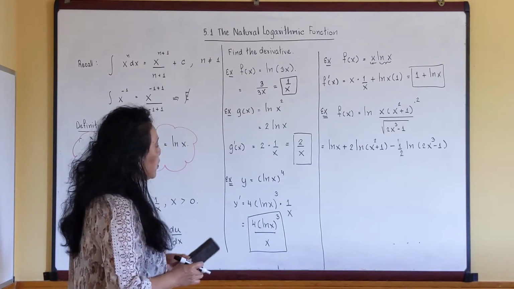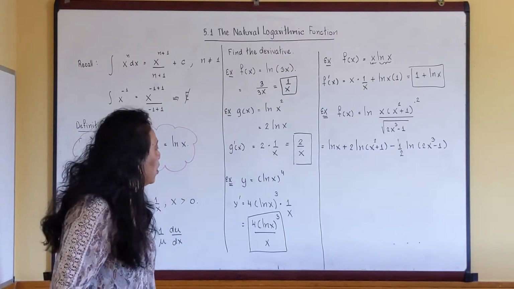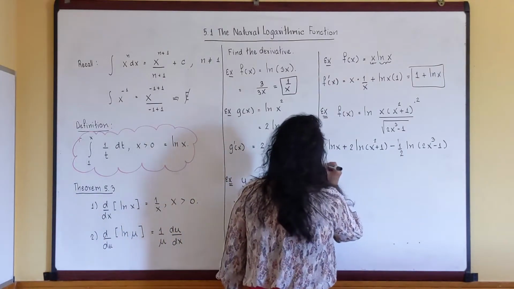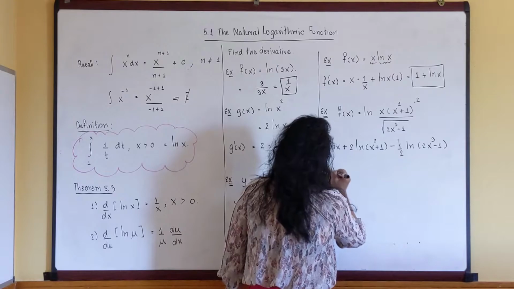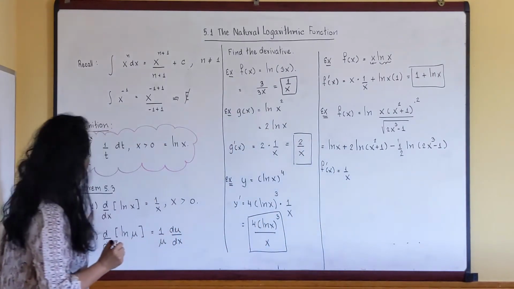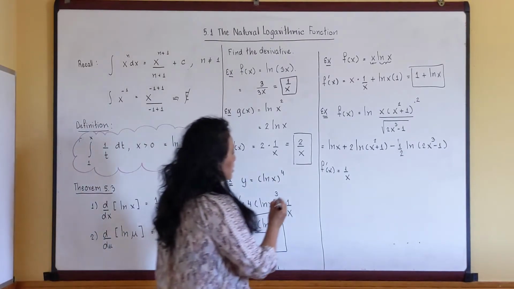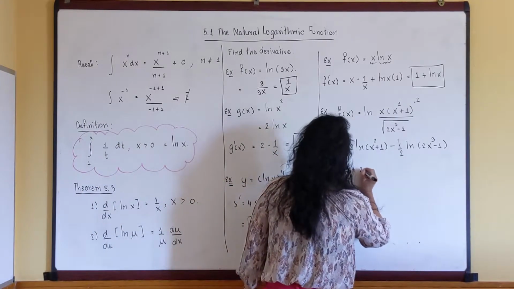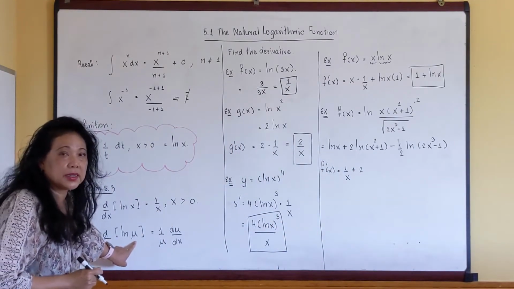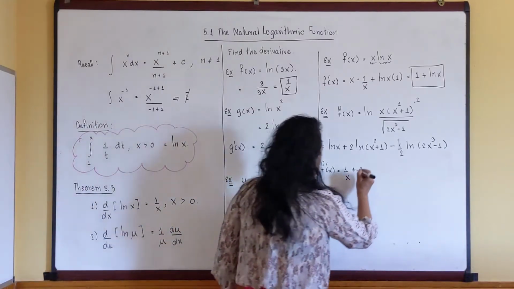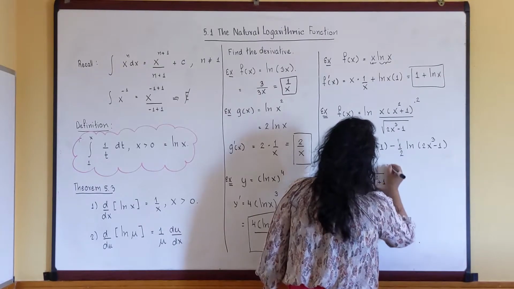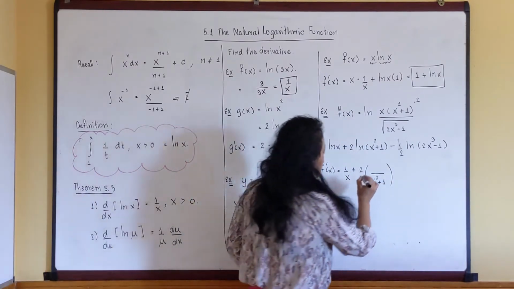Okay, now I've rewritten it in expanded form, so I can take the derivative of each term. The first term, I'm going to have 1 over x from this theorem right here. The second term, I'm going to have 2. Now ln x squared plus 1, think of it as u. So x squared plus 1 is my u, and the derivative of this will be 2x.